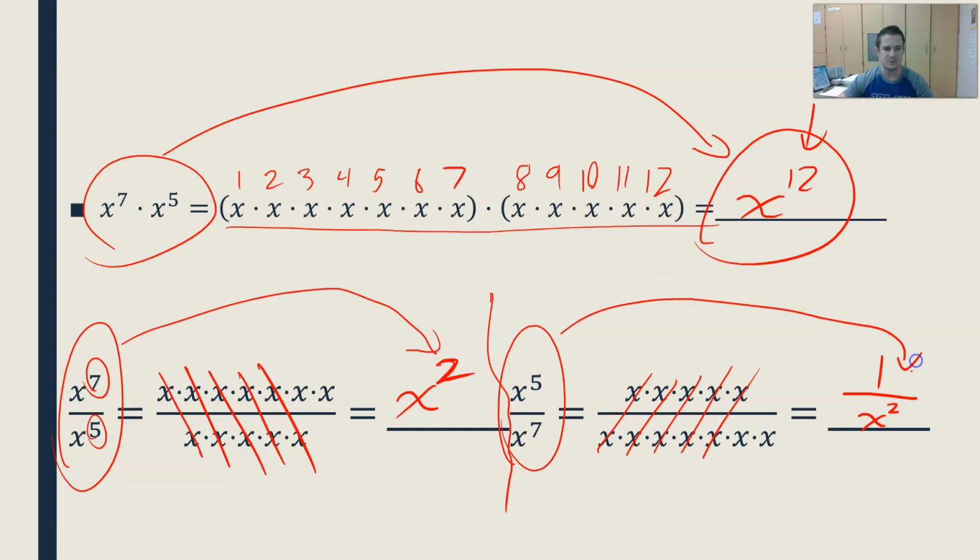Note the difference between these two problems. Here I had more x's on the bottom than I did on the top, so I took my 7 x's on the bottom, subtracted the 5 x's on the top, and I was left with 2 x's that are being multiplied in the bottom. Over here I had 7 x's in the top, 5 x's in the bottom. 5 of the ones on the top canceled with 5 of the ones on the bottom, which left me with 2 x's on the top.